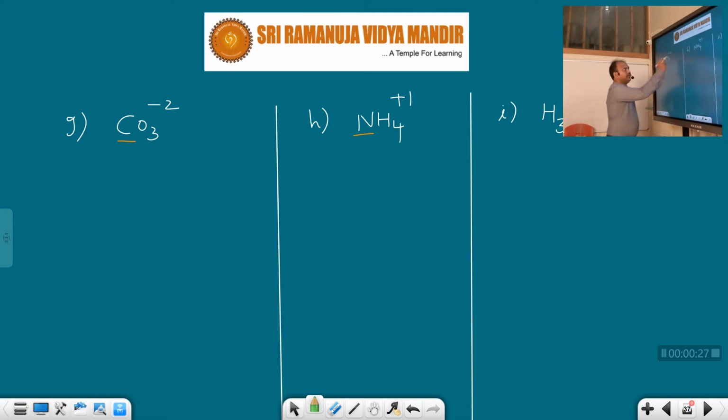Here a carbonate ion is given. In this carbonate ion we have to find the oxidation number of carbon, because I underlined it here, where it is carbon in the carbonate ion. So we have to find the oxidation number of carbon in carbonate ion in the given example. So how to do it?